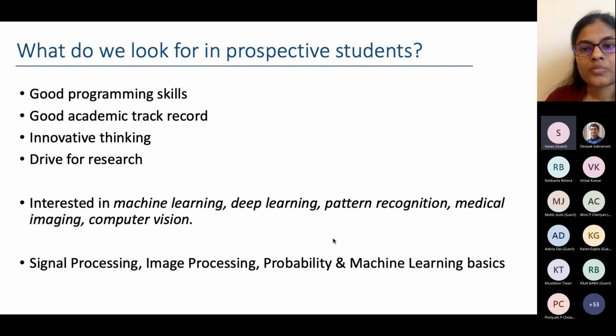So what do we look for in prospective students? Good programming skills, of course, in MATLAB or Python or C, and a good academic track record. Innovative thinking when you are approaching a problem, and drive for research. We are looking for candidates interested in machine learning, deep learning, pattern recognition, medical imaging, and computer vision. The major interview topics will be signal processing, image processing, probability, and machine learning basics. So the candidate should definitely have some basic ideas in signal processing and machine learning basics.